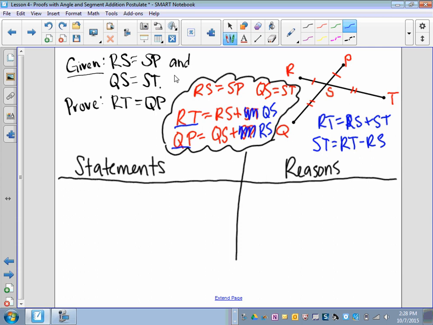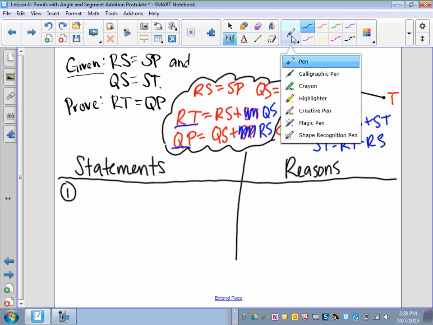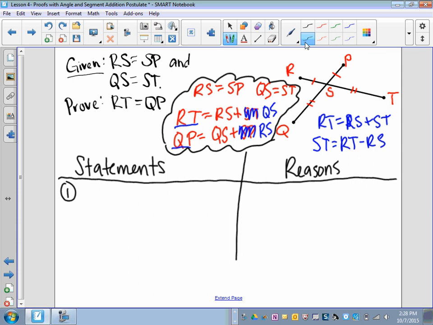All right. So let's start off with my first statement. I'm going to go ahead and start with what's given to me. So the measure of RS equals the measure of SP, and the measure of QS equals the measure of ST. That is given to me. How do I know I can state that? Well, it was given to me, so that's my first reason: given.